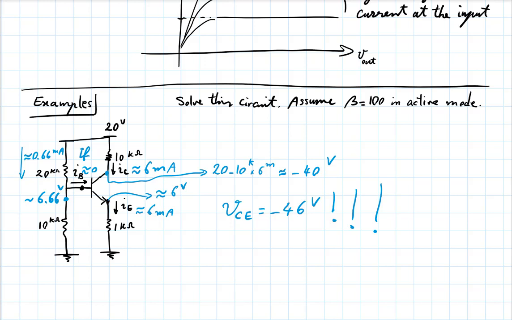The assumed what? Assuming it's in the active mode, the collector and emitter current are approximately the same, right? Oh, I got it from the emitter because my base is at 6.66 volts, so my emitter is at around 6 volts, and so I have 6 milliamps.